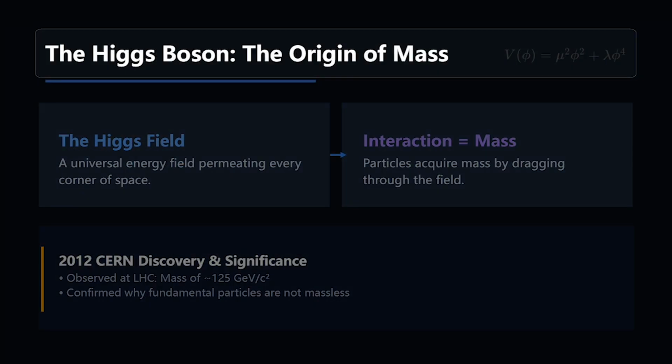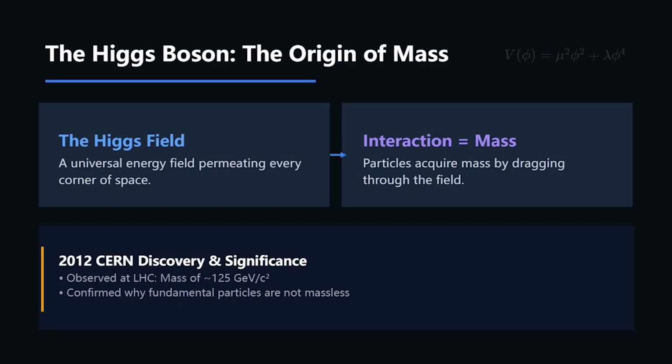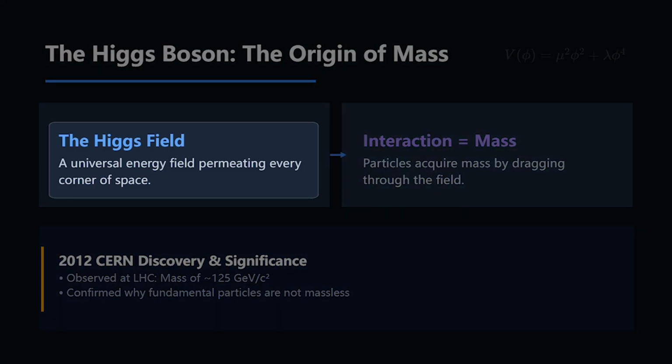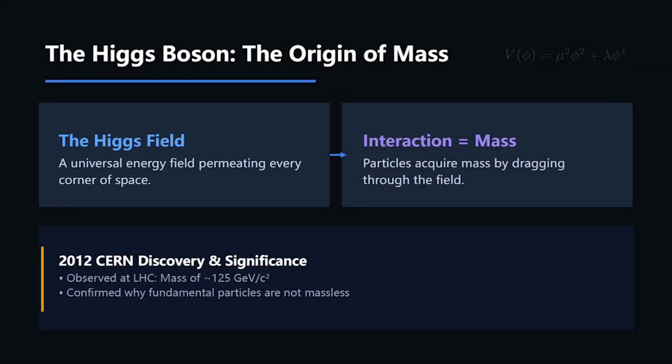Building on what we just covered regarding the force carriers, we now arrive at the missing piece of the puzzle, the Higgs boson. It's often called the God particle, but in physics, it's the key to understanding why matter has substance. To understand the particle, we first have to understand the Higgs field. Imagine a universal energy field that permeates every inch of the cosmos. It's not like a magnetic field that only affects certain metals, it is everywhere all the time.